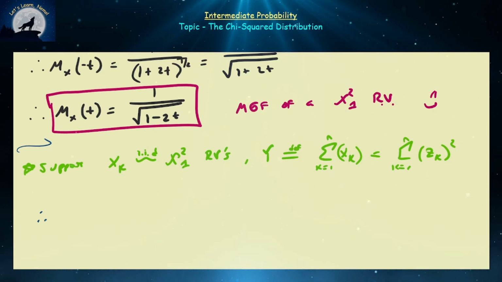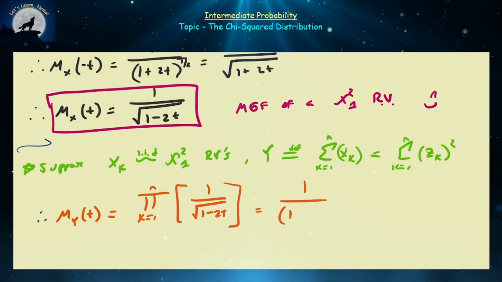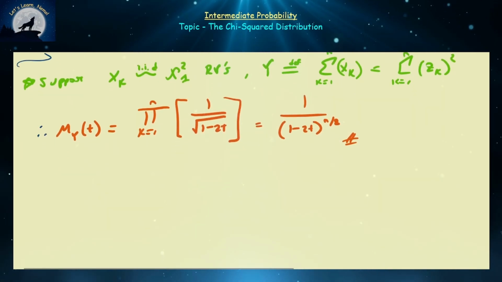So once we define y to be equal to this, then we can easily get the moment generating function using properties of MGFs. So the moment generating function of the sum of these objects is just going to be equal to the product from k equals 1 to n of those individual moment generating functions. So 1 over the square root of 1 minus 2t, and keep in mind each of them, since they're IID, will have the same one. So we can write this in simplified form as 1 over 1 minus 2t to the power of n over 2. Right? So this is going to be your moment generating function for your chi-square n distribution.